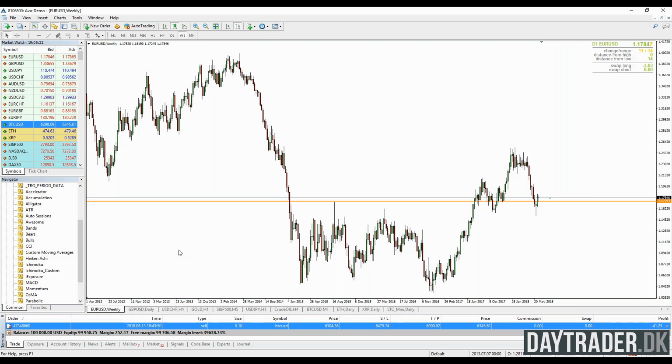I trade major currencies and the crosses of major currencies, and then I trade a few minor currencies. I trade the Swedish krona, the Norwegian krona, and the South African rand. These are the minor currencies which I trade too. Why do you trade those currencies? Is there something special about them?